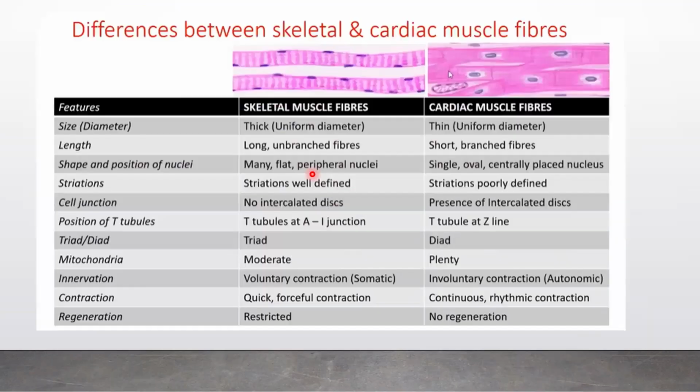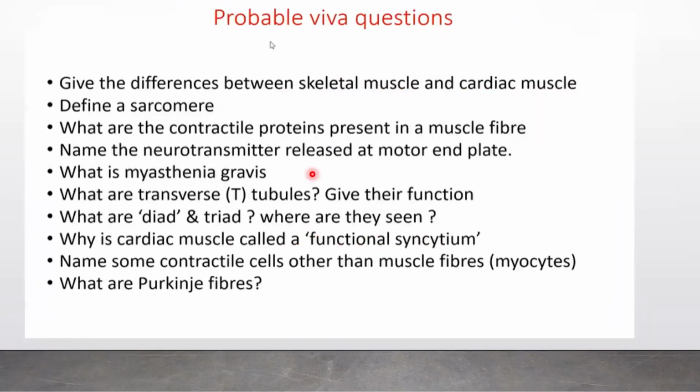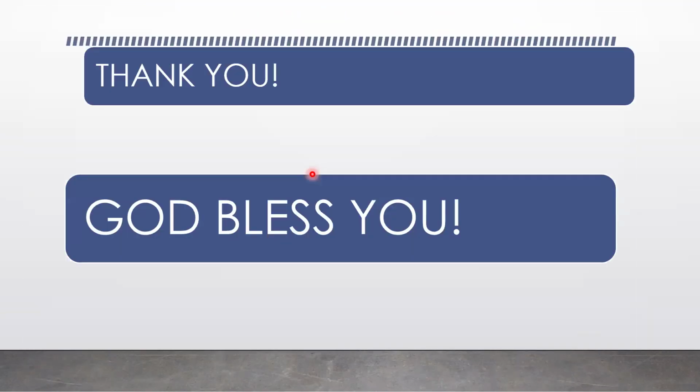So those are the differences between skeletal and cardiac muscle fibers. We can take our time and go through them. Maybe you can take a screenshot of the slide, then go through it at your own time. Be able to differentiate between size, length, shape, and position of the nucleus, striations, cell junctions, and then the positions of T-tubules, triad, diad, mitochondria, innervation, contraction, and even regeneration. Those are some of the questions that you might be asked.